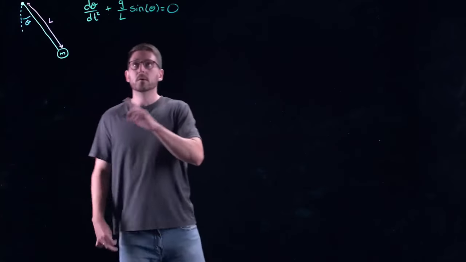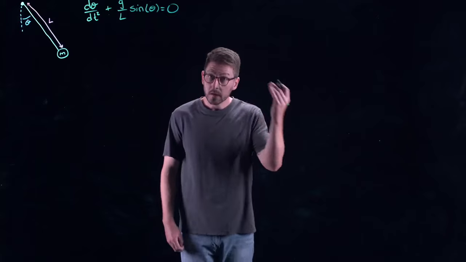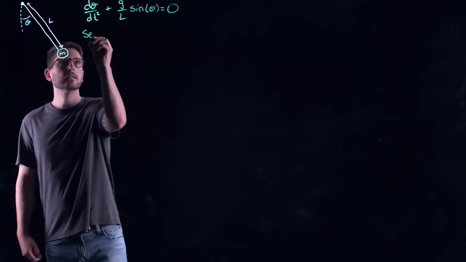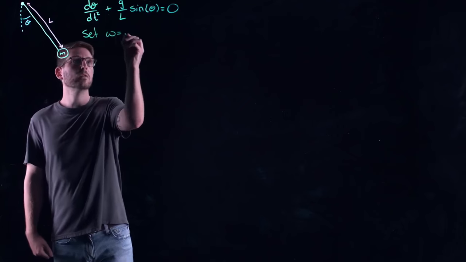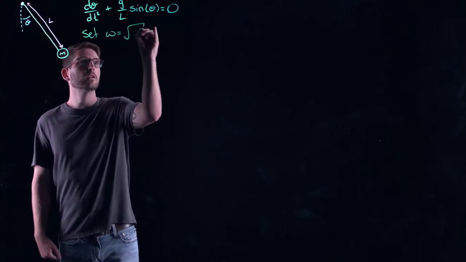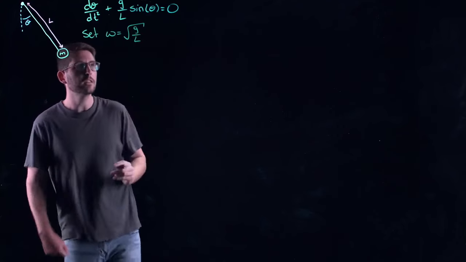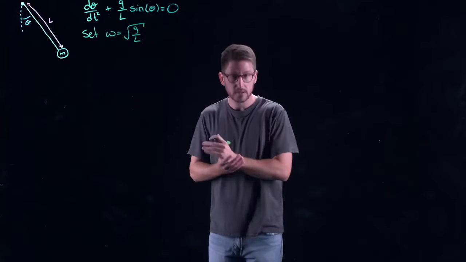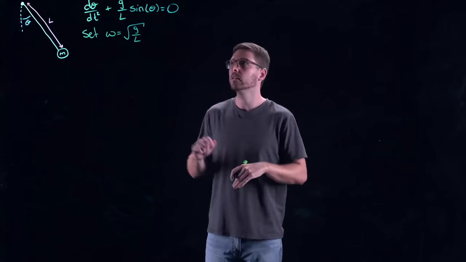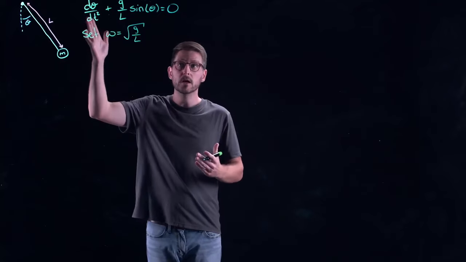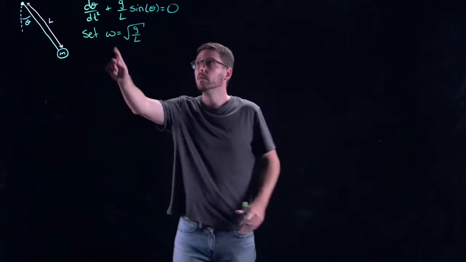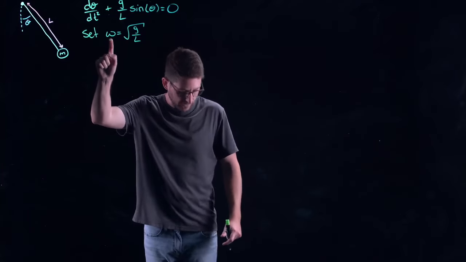Now, the first thing that I want to do is get rid of constants. So I'm going to non-dimensionalize the system. What I'd like to do is set omega equal to the square root of g over L. Again, these are things that can be measured. G is the constant of gravitational acceleration, 9.81, something like that. L is the length of your pendulum arm. So essentially what you can see is the longer the pendulum arm, the smaller this value of omega is going to be.